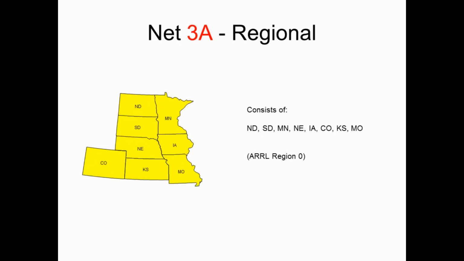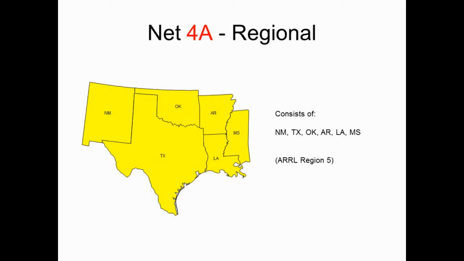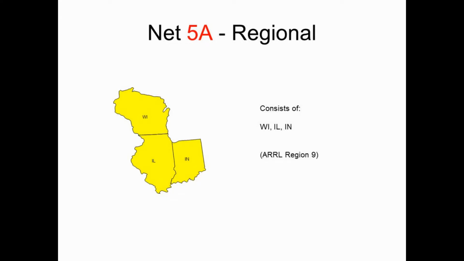The 3 Alpha regional net consists of North Dakota, South Dakota, Minnesota, Nebraska, Iowa, Colorado, Kansas, and Missouri. It corresponds to ARRL Region 0. The 4 Alpha regional net consists of New Mexico, Texas, Oklahoma, Arkansas, Louisiana, and Mississippi. It corresponds to ARRL Region 5. The 5 Alpha regional net consists of Wisconsin, Illinois, and Indiana. It corresponds to ARRL Region 9.